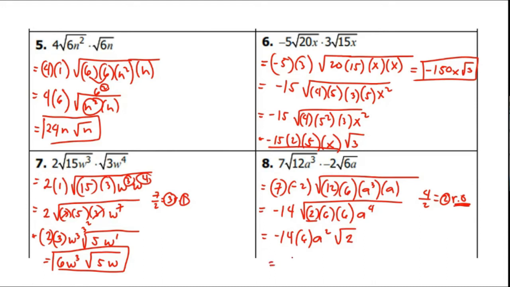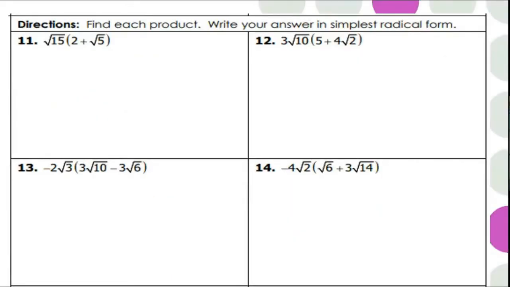So the answer now will be negative 14 times negative 14 times 6 is 84. So you will have negative 84 a squared, square root of 2. So this will be our final answer. So how about if we are to multiply a monomial to a binomial?